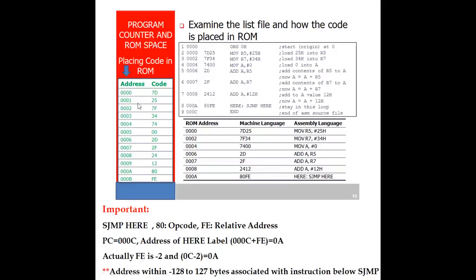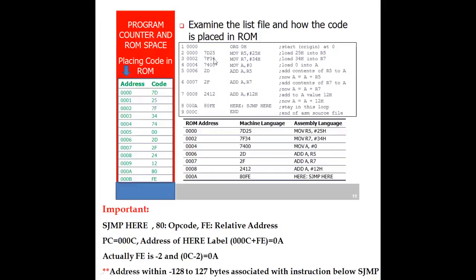Okay, so let us consider the first memory location, because the reset value of the program counter is 0000. So it is indicating the first location 0000, and it is finding the instruction MOV R5, #25 hex. The opcode of this instruction is 7D and the operand is 25. So in this location 0000 hex, the opcode is stored. Then in the next consecutive memory location, 0001 hex, my operand 25 will be loaded.